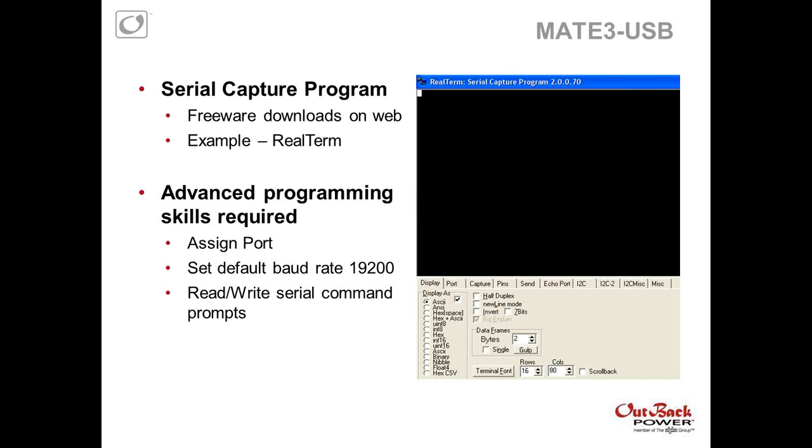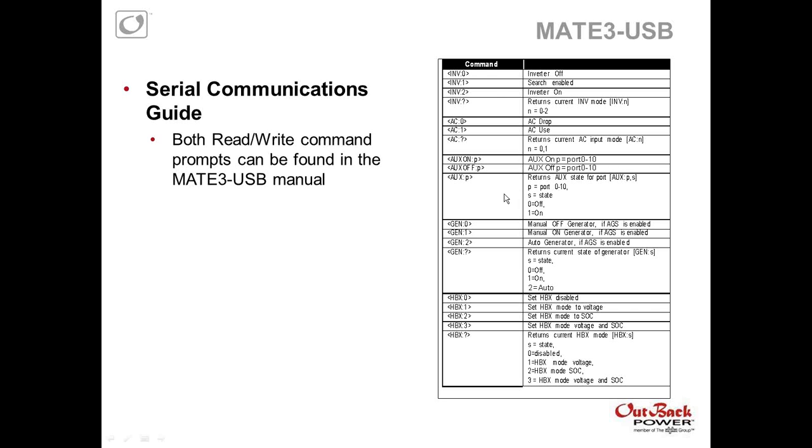But as I mentioned before, going this route really takes it away from the mainstream, the Joe homeowner, because there are some advanced programming skills that are required. You have to assign a port, set the baud rate, and the read and write serial command prompts aren't necessarily intuitive for a Joe homeowner, and I'll show you on the right-hand side. This is a page taken out of the Mate 3 USB manual showing the type of serial commands that you would type in to get an achieved result. So it's not something that's a plug-and-play type of unit.